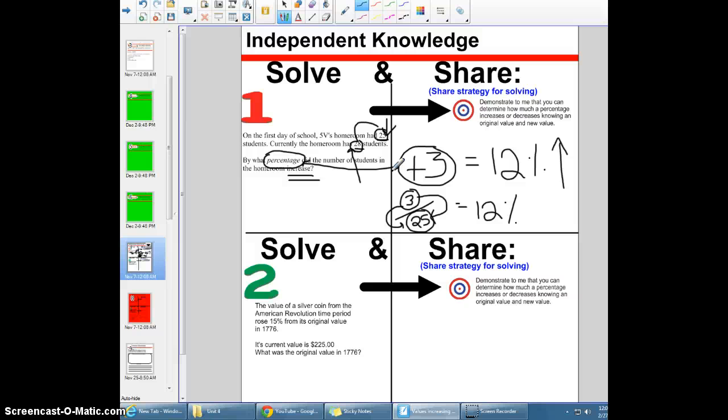So think about that. This is how you found a percentage increase. Challenge yourself. How would you find the percentage decrease? Would it be the same strategy or a different strategy?